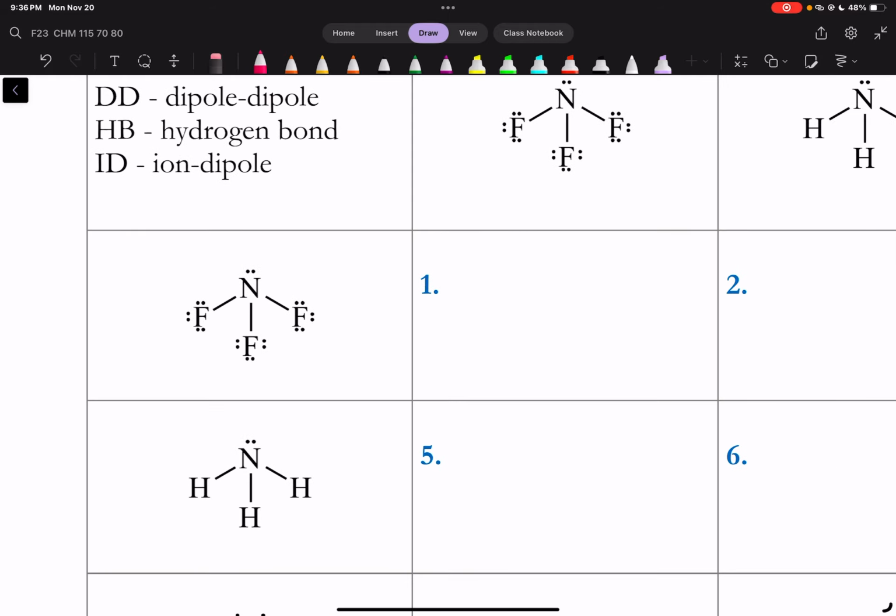On the first one, fluorine is more electronegative than nitrogen. So there are going to be bond dipoles here, and they are going to be oriented in this direction. As you can see, that means that there's nothing in the opposite direction that's going to cancel out those bond dipole moments. So that means the nitrogen is going to end up a little bit positive. The fluorines are going to be a little bit negative.